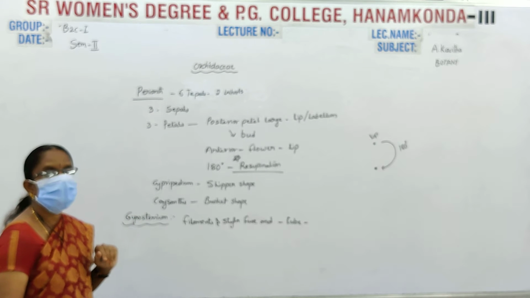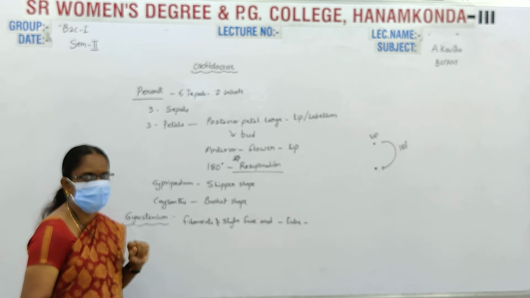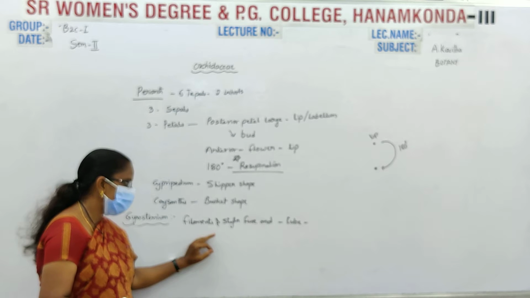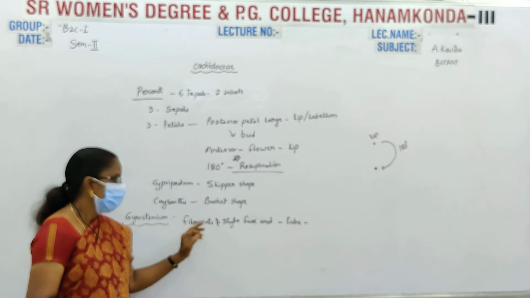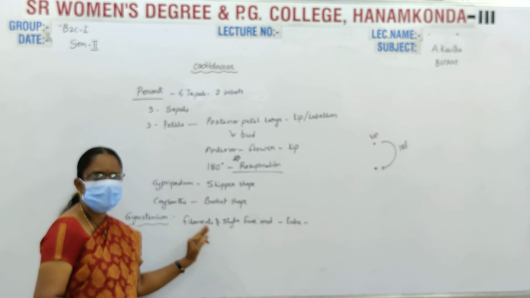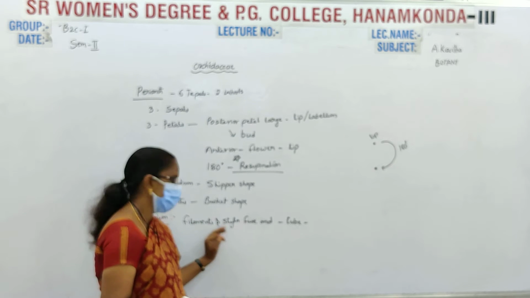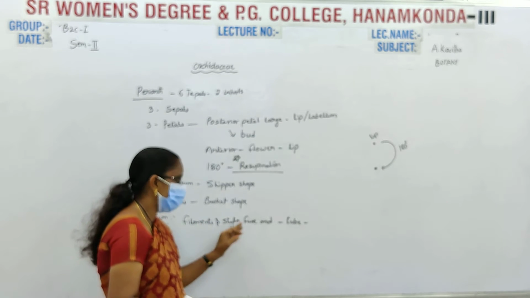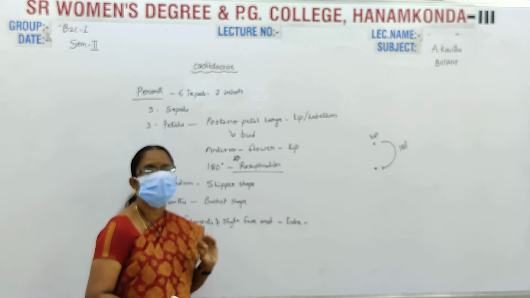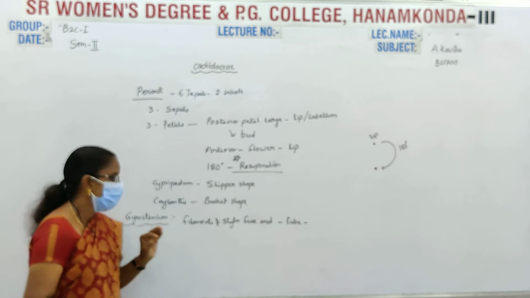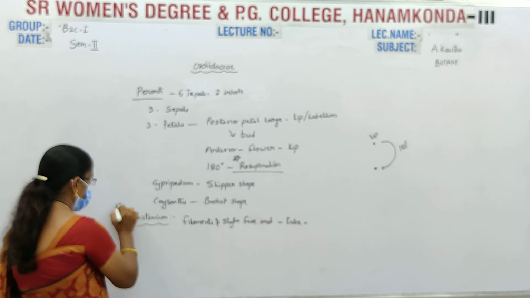This is called as gynostemium. The stamens consist of the filaments and anthers. The gynoecium consists of the ovary and styles. The filaments and styles are completely fused and form a tube-like structure that is called as gynostemium.